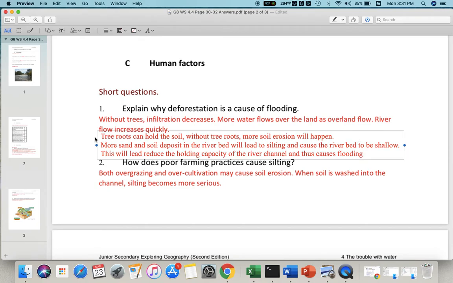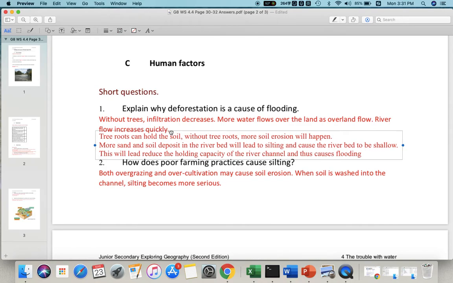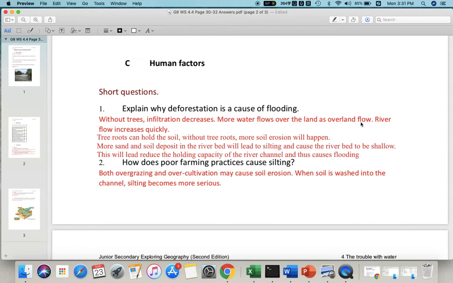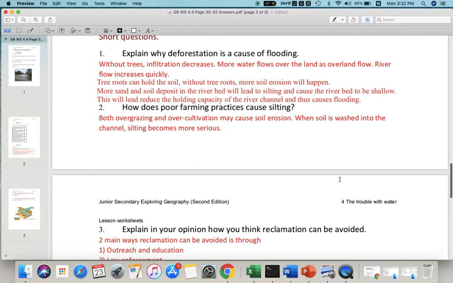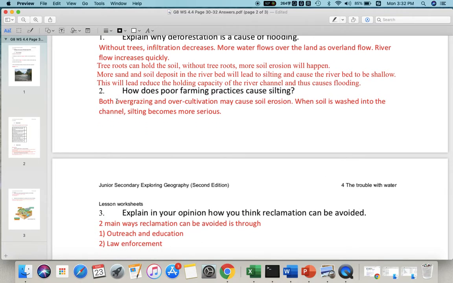So there are two major reasons. The first one is about the amount of the river water or the river flow. The second is about the problem of the silting causing flooding. So number two, how does the poor farming practice cause silting? So overgrazing and overcultivation. Overgrazing means you rear too many livestock in the farm, and overcultivation means you farm too much. And this too will cause soil erosion. So we explained this in chapter 2 about farming, so I won't explain in detail here.